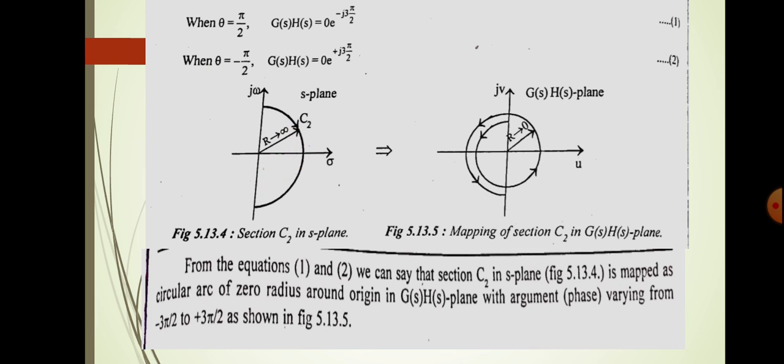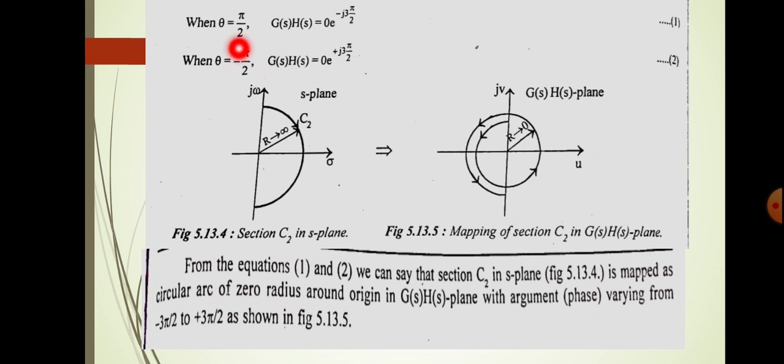So when we are plotting this Nyquist plot in the g of s into h of s plane, you know that the first point is that we have to draw a circle of 0 radius. So we have to draw a semicircular or circular portion in the g of s into h of s plane, and its radius will be 0. That means a very small circle will be in the g of s into h of s plane. See here, there is information: the phase varying from minus 3 pi by 2 to plus 3 pi by 2.